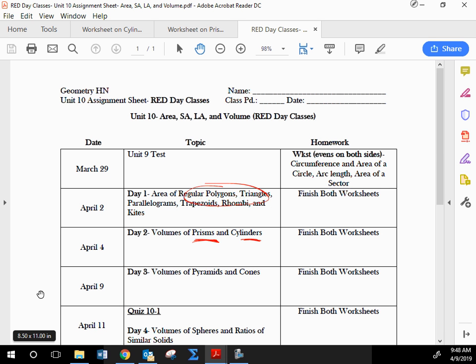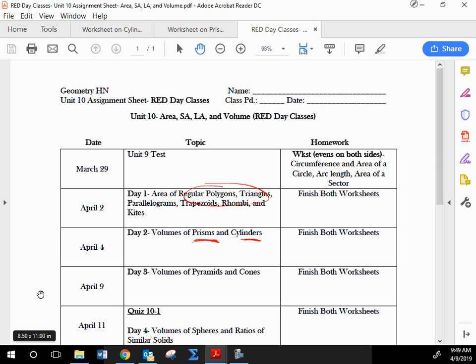And then our apothem is from the center to the side. It cuts the side in half. Our radius, sometimes they give it to us, so that's why we have to use it. Our radius is from the center to the vertex, or vertices. We use that information for our area.